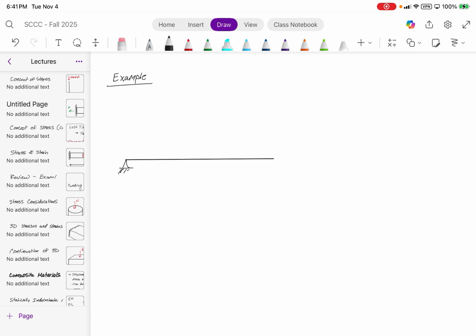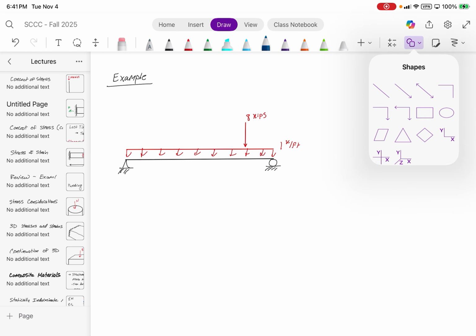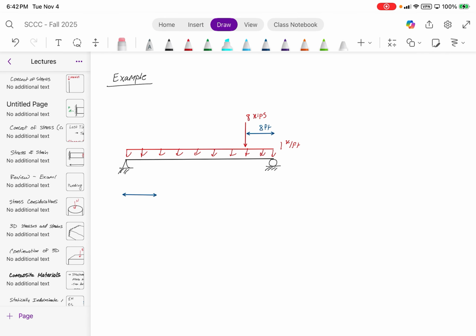Got a pin here, a roller here, a distributed load along the full length of the beam with a magnitude of 1 kip per foot. And then you have a vertical force of 8 kips located a distance of 8 feet from the left-hand support. And the total length of this beam is 40 feet.